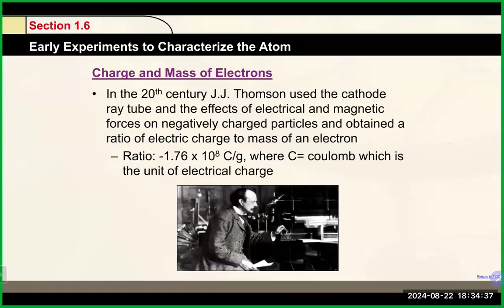So there is Thomson. And like I said, the major finding of Thomson with his CRT tubes is that he was able to determine the charge to mass of an electron. He determined it as this value here, minus 1.76 times 10 to the 8 coulombs per gram. A coulomb is a unit of electrical charge, so this is coulombs of charge to mass in grams of an electron. You don't necessarily have to know that number, but you do need to know that Thomson did experiments to explore the electron with CRT tubes, and he was able to determine the charge to mass of an electron.